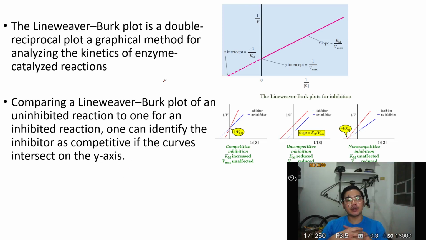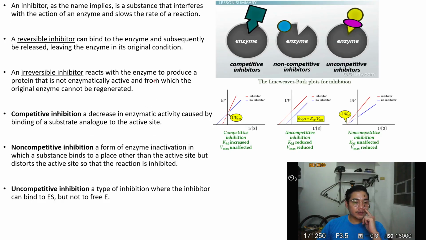The Lineweaver-Burk plot is a double reciprocal plot. It's a graphical method for analyzing the kinetics of the enzyme. So first we're going to talk about this. The Lineweaver-Burk plot is best used for detection of what type of inhibitor is present.